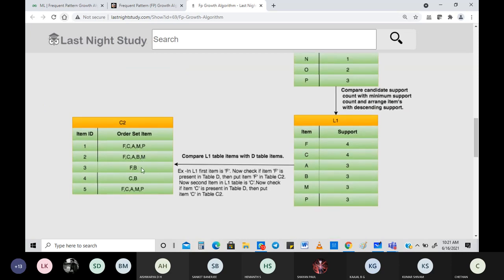Second one like this. Third one, only F and B will remain. See, F is frequent, B is frequent. C, B: C is frequent, B is frequent. F, C, A, M, P, that is also frequent. That is all coming right here. Okay, that's the entire thing. The second part of it is fully here.